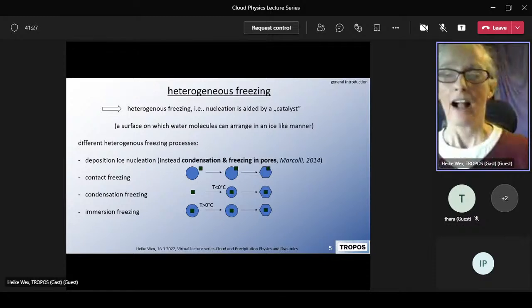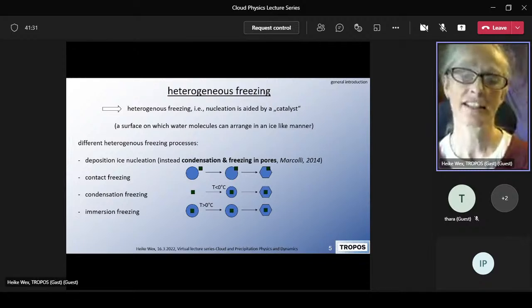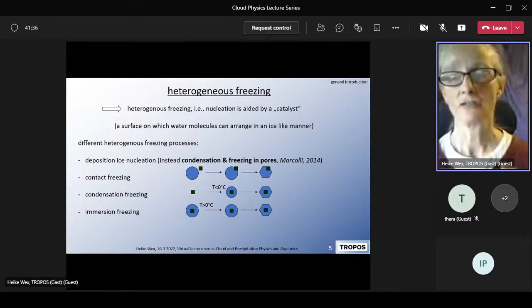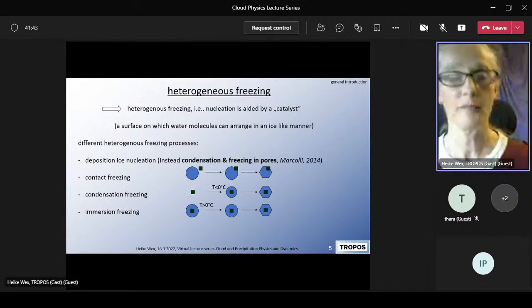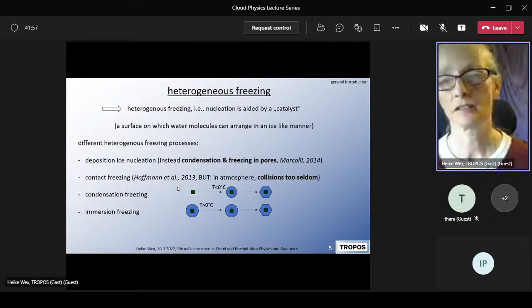However, already in 2014, Claudia Marcolli started a discussion if deposition ice nucleation exists at all, or if this isn't rather condensation freezing, condensation of water in pores and subsequent freezing. So that's a possibility, and there are more publications on that from recent years. Contact freezing: a lot of nice work was done on that, for instance, by Alexei Kiselev's group, for instance in that paper by Hoffmann et al. 2013. But in the atmosphere, collisions are too seldom, so that probably doesn't play a big role.